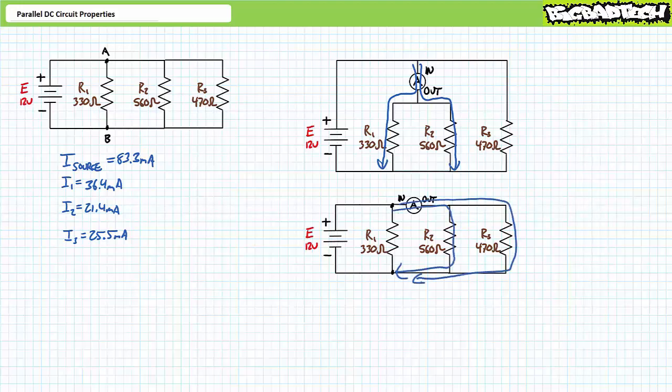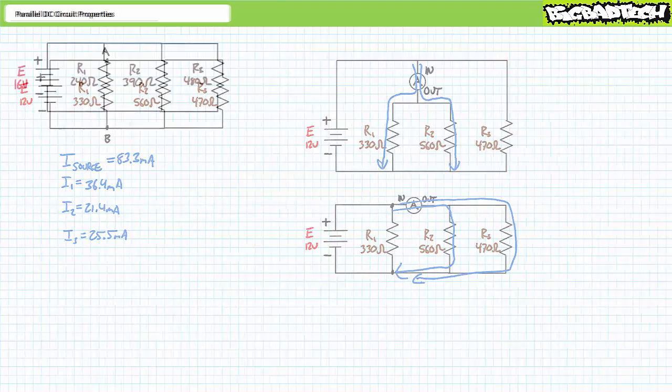The bottom diagram, in contrast, shows an ammeter measuring current bound for both R2 and R3. This ammeter would read 21.4 plus 25.5, or 46.9 milliamperes. The remaining 36.4 milliamperes of current bound for R1 would be unmeasured.